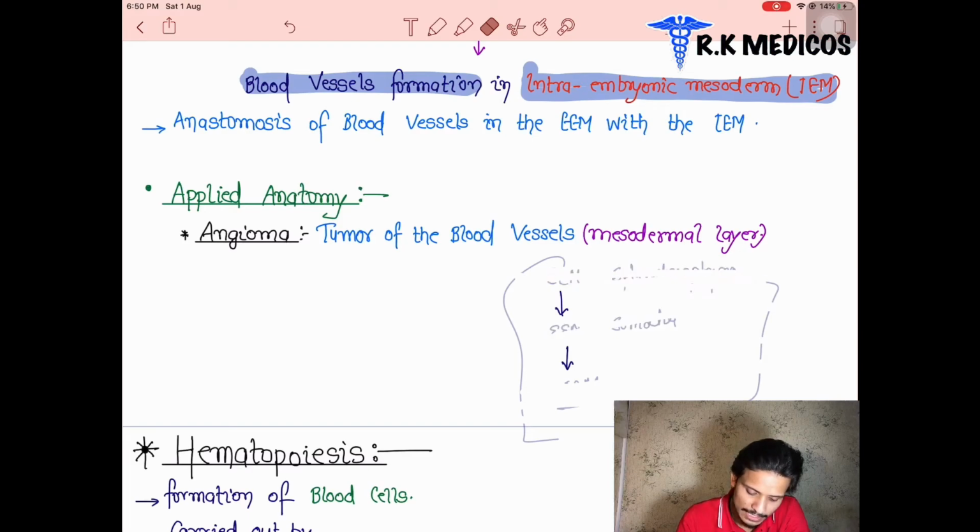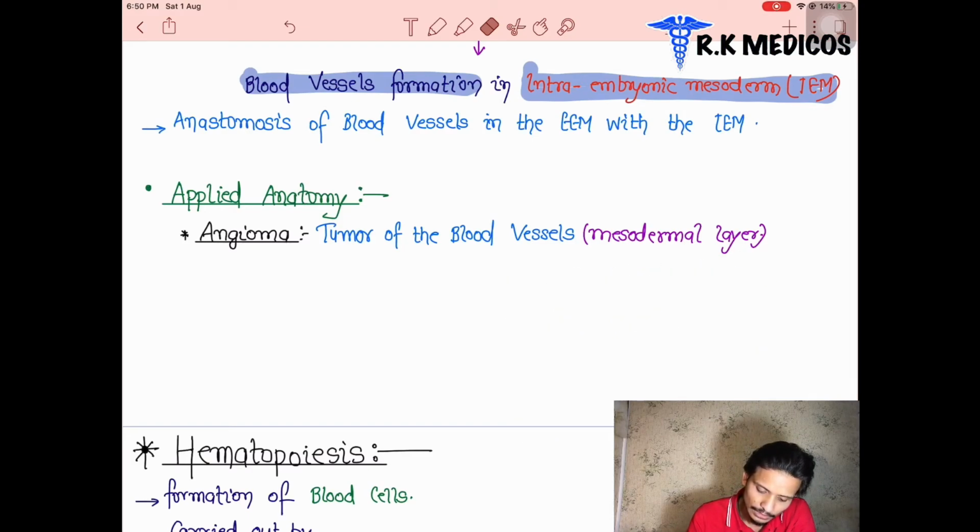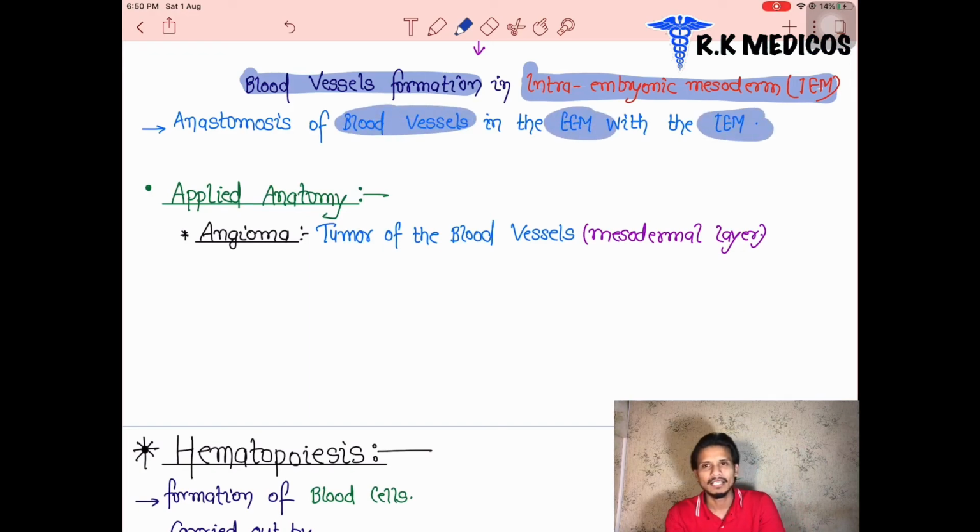Next point we can see here, the anastomosis of blood vessels in the extra-embryonic mesoderm and intra-embryonic mesoderm. At that level, when the extra-embryonic mesoderm blood vessels finish their formation, there is anastomosis, meaning there is a connecting link between them, that is the intra-embryonic mesoderm. So it is due to the anastomosis here.